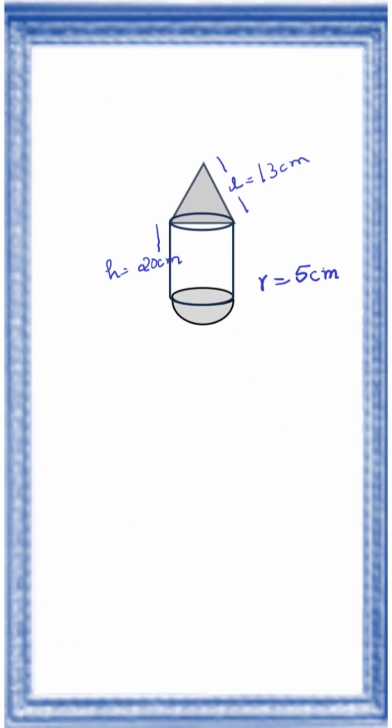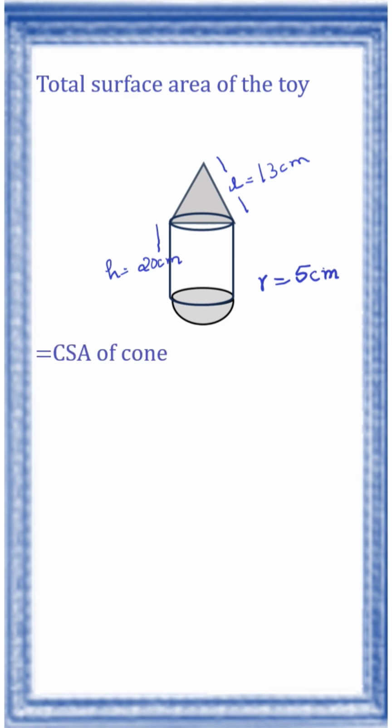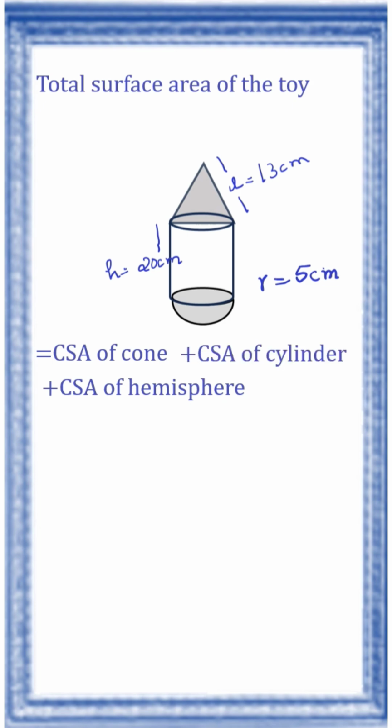Here we have been given the shape of the toy with the cylinder in the middle, at the top or one side. We don't know which side. Okay, it has to stand on the ground. Its slant height is 13 centimeter, cone's, and radius of all three items is 5 centimeter. Now we have to find the total surface area of the toy, which is equal to CSA of cone plus CSA of hemisphere plus CSA of cylinder. Okay. Anyway, you can write it.